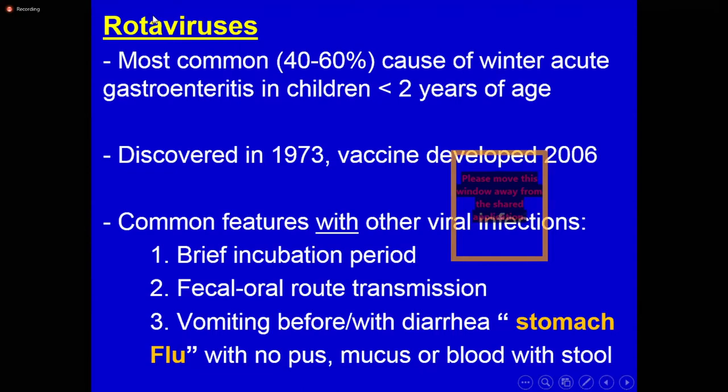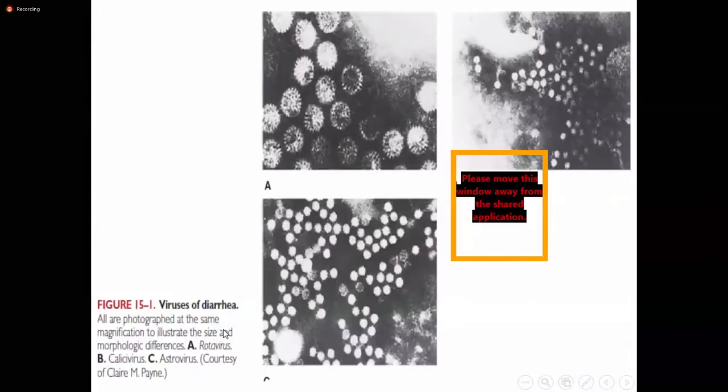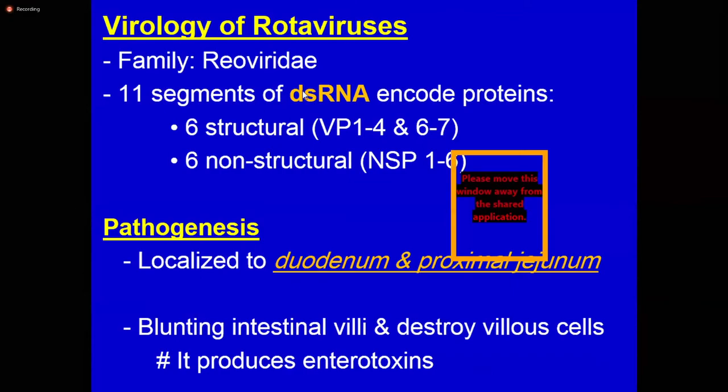Common features of Rota: incubation period. حكينا قديش incubation period 1 to 3 days. Fecal-oral route transmission. The patient will have vomiting before diarrhea. That is why it's called stomach flu. Influenza المعدة. And the diarrhea, there will be no pus, no mucus, no blood in the stool. If you see pus or mucus or blood in the stool, this is not rotavirus.